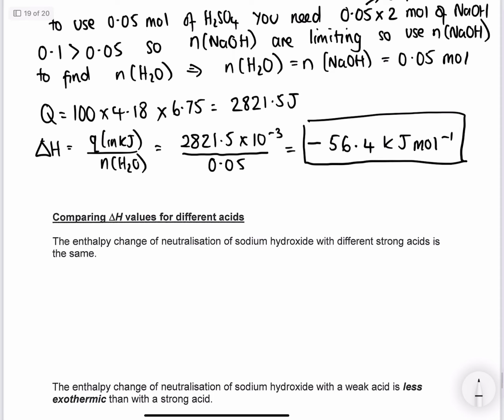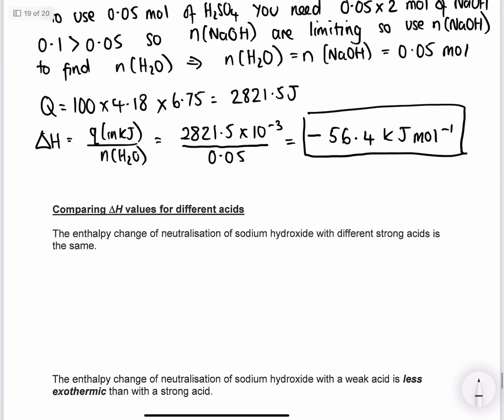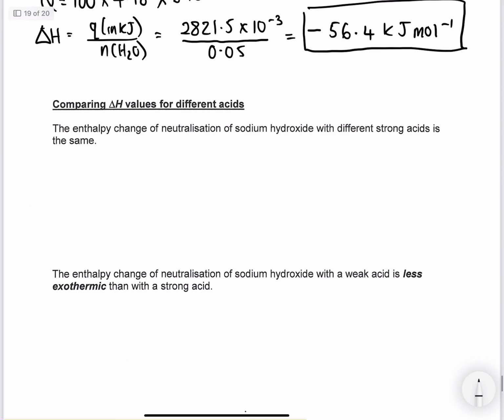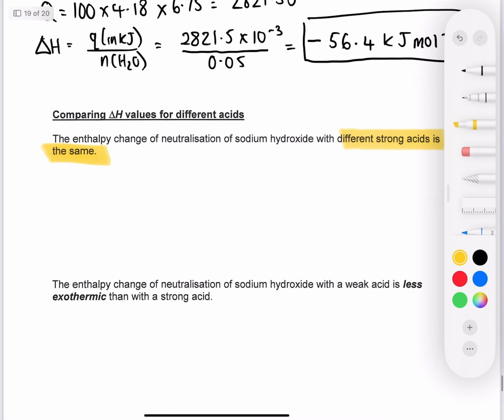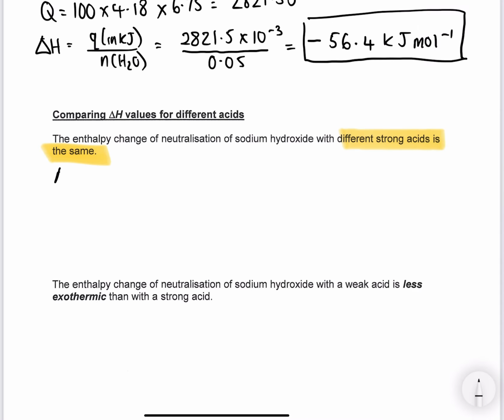What about different acids? So then this is what we're looking at. The enthalpy change of neutralization of sodium hydroxide with different strong acids is the same. So let's highlight that. Doesn't matter, as long as they're a strong acid, it's the same value. Why is that? So all strong acids fully dissociate.